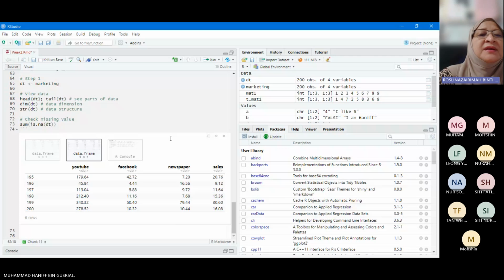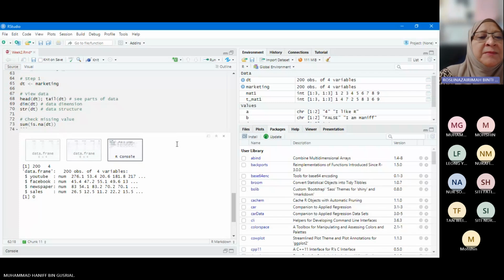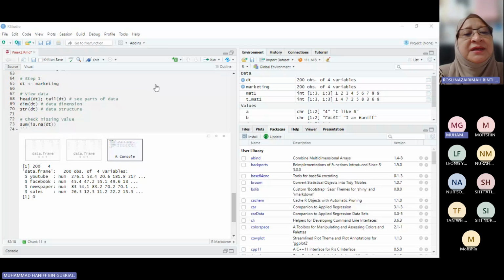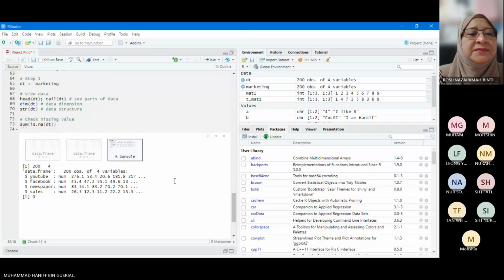Okay, this is the tail data, 195 to 200. Okay, then you go to dim, the next one. Dim means 200 by 4. That means there are 200 rows, 4 variables or 4 columns. That's the dimension of our data. And then STR stands for data structure.